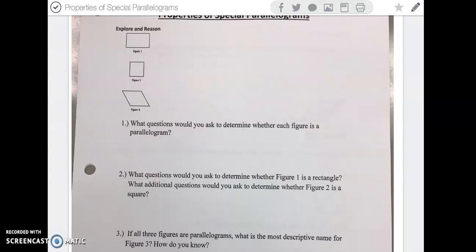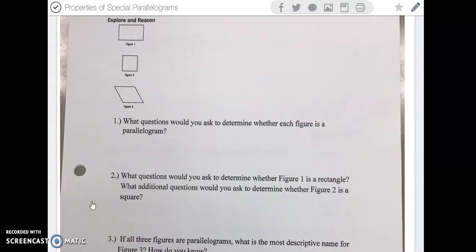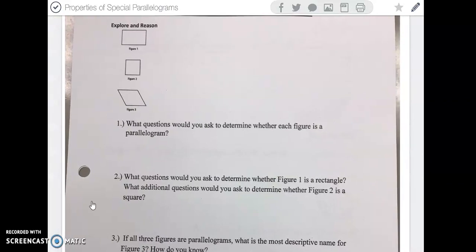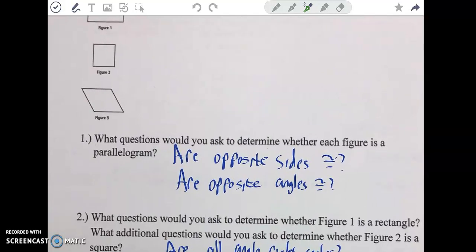Okay, so take a few minutes to answer these 3 questions based off the figures above. Press pause. If you have any, answer the questions, which chances are they're asking you to write down some questions. So write down some of the questions that you may have that you would ask yourself in these particular situations. Pause and come back. Alright, so the first thing says, what questions would you ask to determine whether each figure, all 3 of them, are parallelograms?